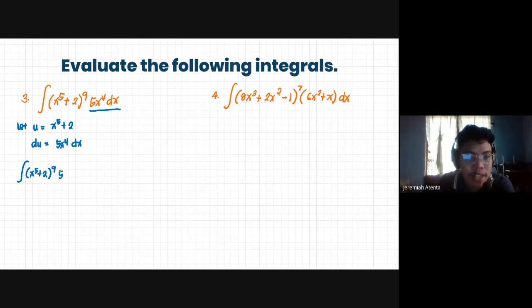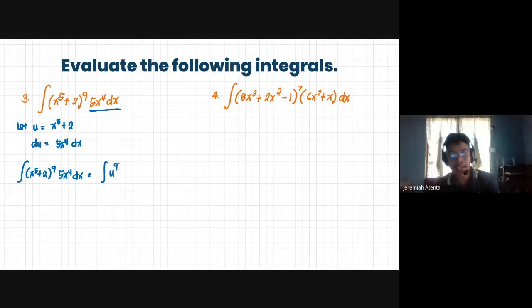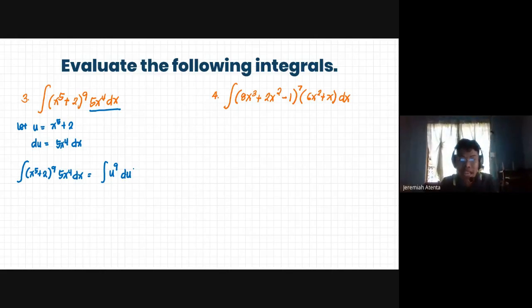Then you have 5x to the power of 4 dx is now equal to the integral of, we let u be equal to x to the power of 5 plus 2. So we have u to the power of 9. Okay? I hope naka-follow. x to the power of 5 plus 2 is now equal to u. So we have u to the power of 9. And 5x to the power of 4 dx is now equal to du. So we have du. So lumiit talaga siya. It became u to the power of 9 du. And from that, we can now easily integrate this one.